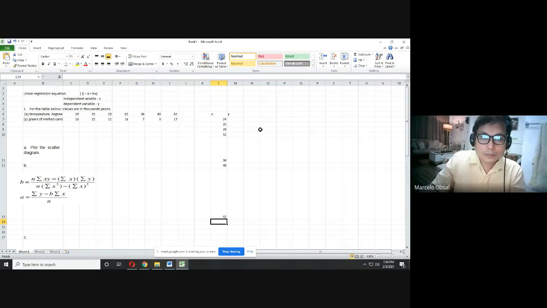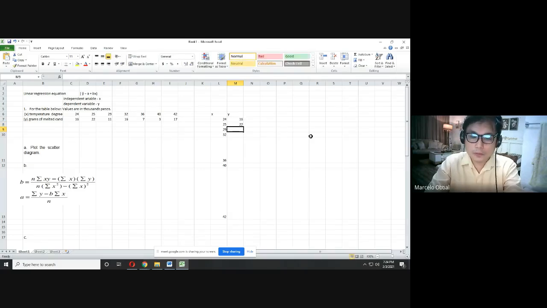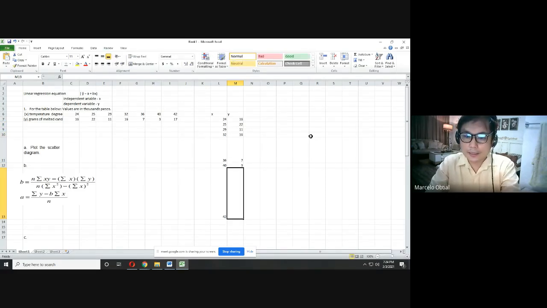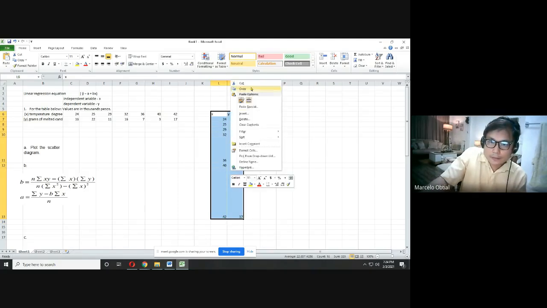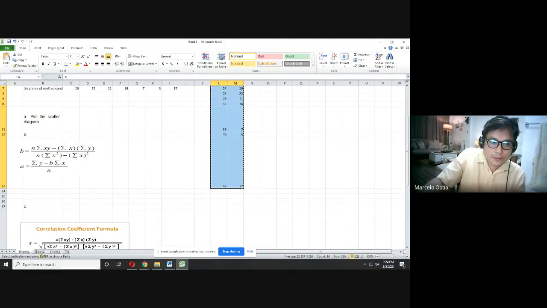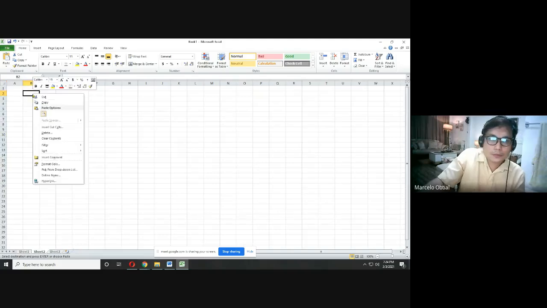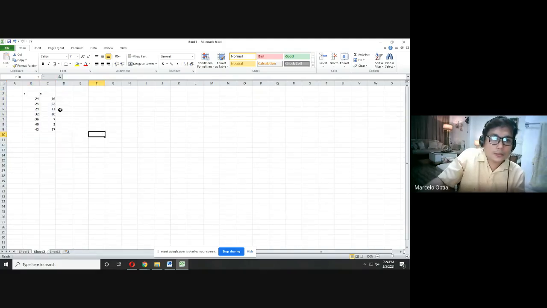Then your y is 16, then 22, 11, 16, 7, 3, 17. Cut ko lang, lagay ko lang sa sheet number 2. Okay, so dito na, malinis na ito.